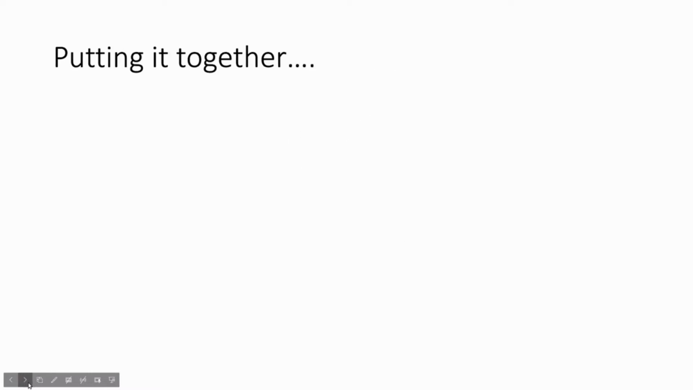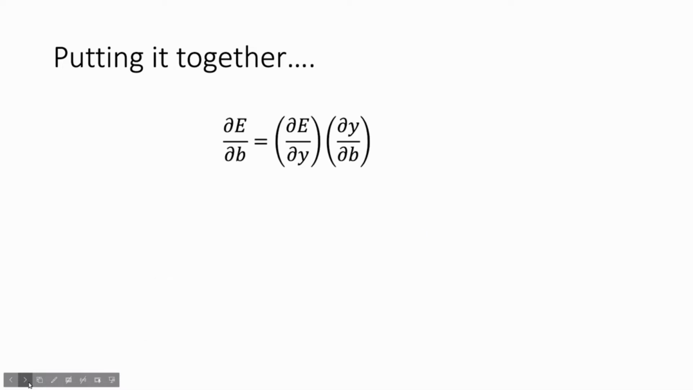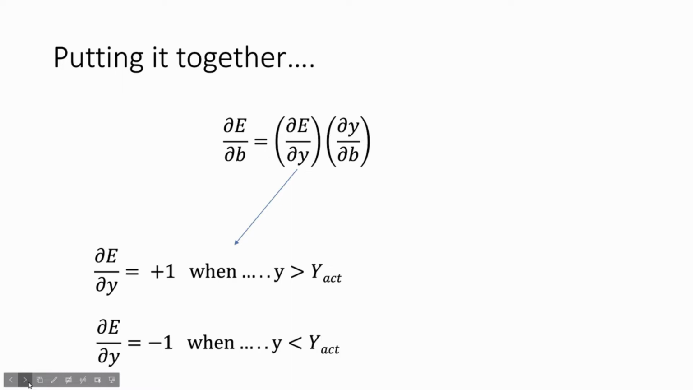Okay, so putting it all together, we see that the partial derivative of the loss function with respect to w is composed of two parts. The first part is the partial derivative of the loss function with respect to y, which is plus or minus 1 depending on the value of y, and the second part is x. Similarly, the partial derivative of the loss function with respect to b is again composed of two parts, where the first part is the same and the second part is essentially 1.